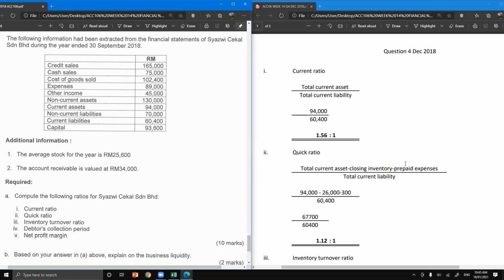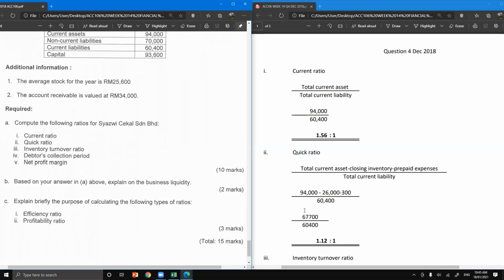Therefore, I just assume that the amount for closing inventory is 26,000 ringgit and for prepaid expenses is equal to 300 ringgit. And then you divide it by the total current liability. Current liability is given and the amount is 60,400 ringgit. So you divide the total current asset minus closing inventory minus prepaid expenses by the total current liability. The amount will be 67,700 divided by 60,400, and the answer is 1.12.